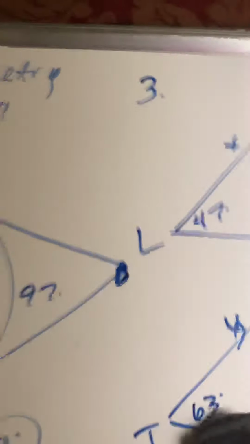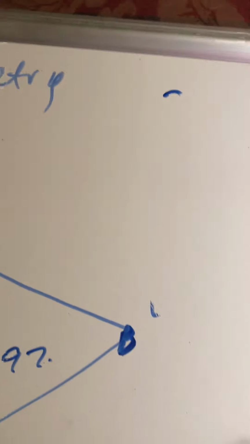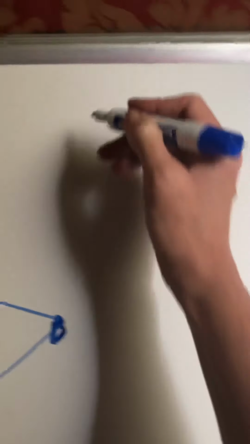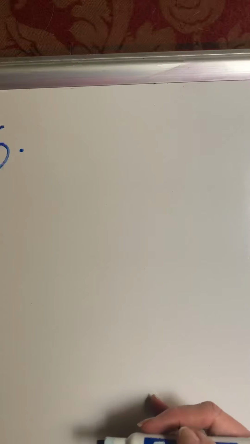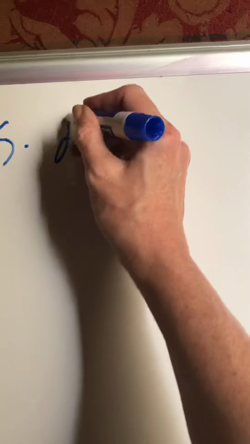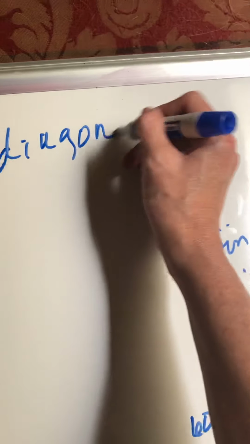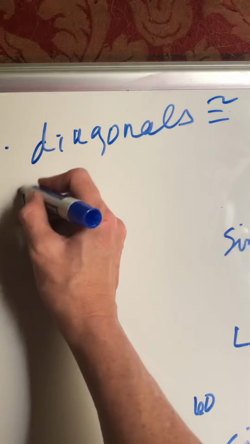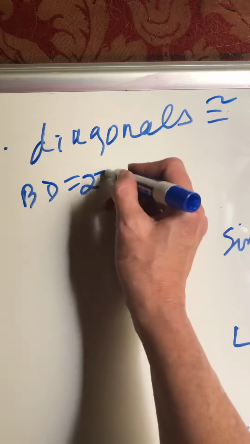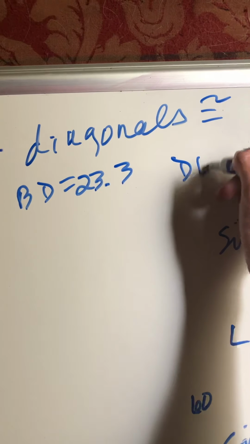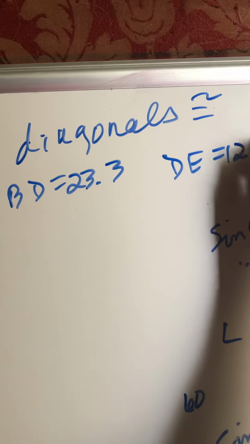Then on number 5, you have an isosceles trapezoid. In an isosceles trapezoid, you've got diagonals congruent. So diagonals are congruent in an isosceles trapezoid. One diagonal is 23.3, and then DE is 12.8.